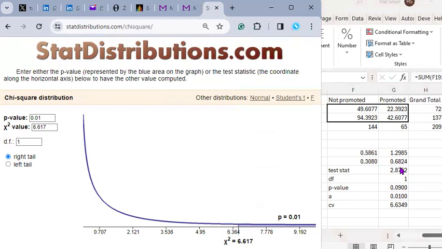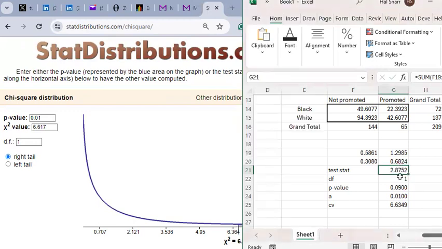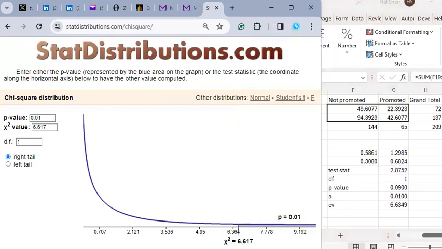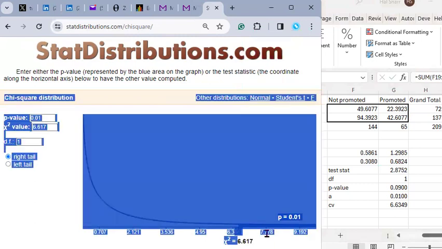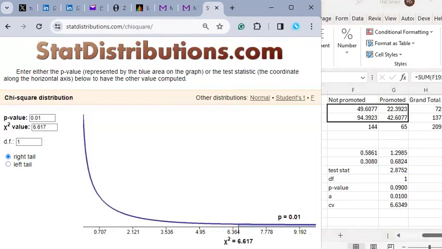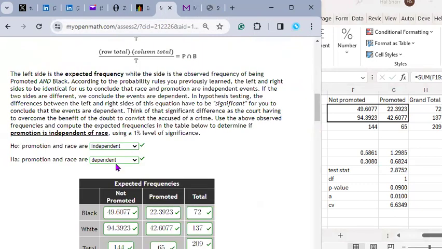Now, if your test statistic that you calculated in Excel was bigger than the critical value, that corresponds to the significance level. If your test statistic is up here, that means the collective differences are significant. In that case, you would have evidence in support of the alternative hypothesis, and you can accept the alternative hypothesis. You can't accept the null hypothesis.